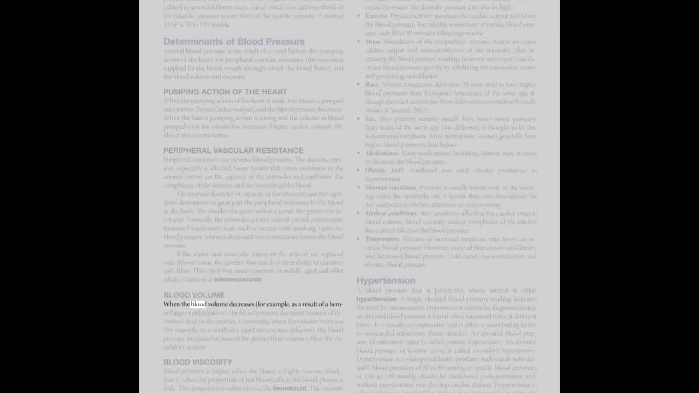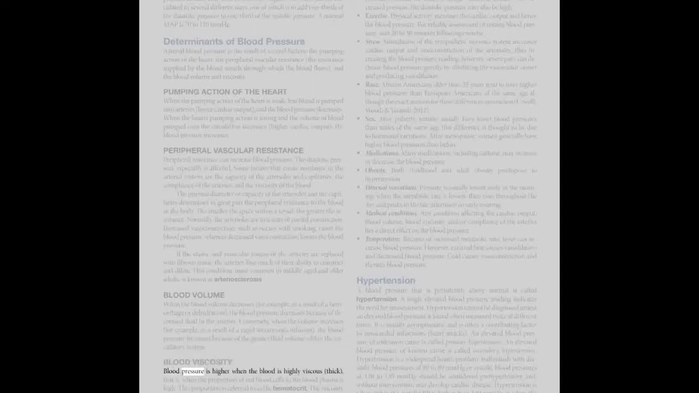Blood volume. When the blood volume decreases, for example, as a result of a hemorrhage, or dehydration, the blood pressure decreases because of decreased fluid in the arteries. Conversely, when the volume increases, for example, as a result of a rapid intravenous infusion, the blood pressure increases because of the greater fluid volume within the circulatory system.